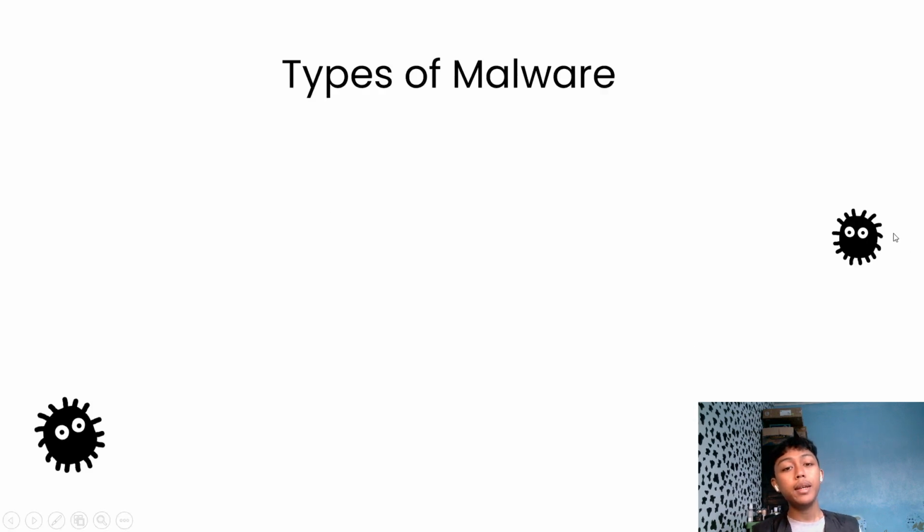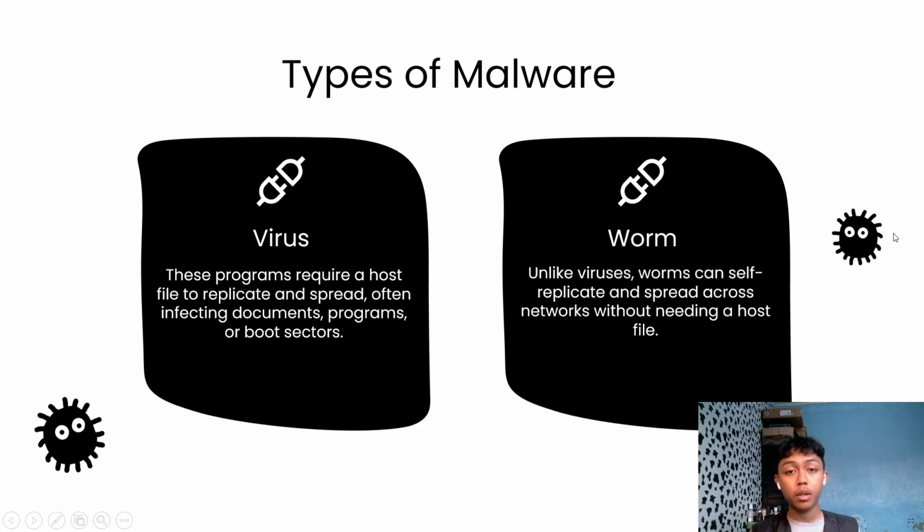There will be some types of malware. First is virus. Virus is a program that requires a host file and then can spread to your computer system and cause harm to your computer system. Next is worm. Worm, unlike virus, doesn't need a host file, but it can spread to your network and cause harm to your network.